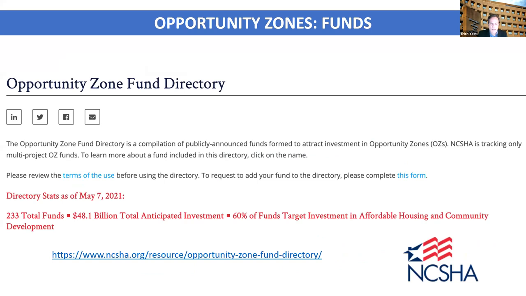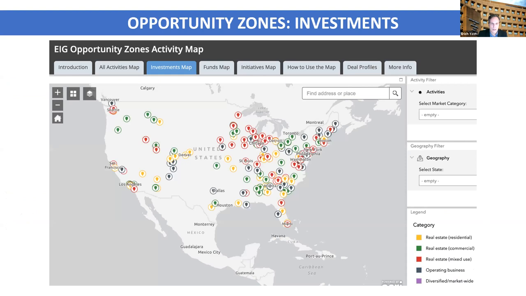The National Council of State Housing Finance Agencies has a directory of funds. As of May 7th, they have 48 billion in anticipated funds, but only 233 funds. And we know that number is probably much more significant and larger, likely in the 6,000 range. Economic Innovation Group publishes an amazing map of where the funds are located and self-reported transactions that they may get as well.